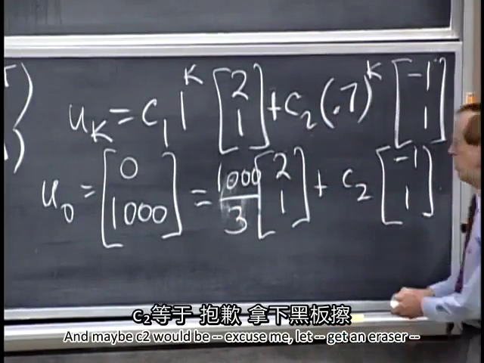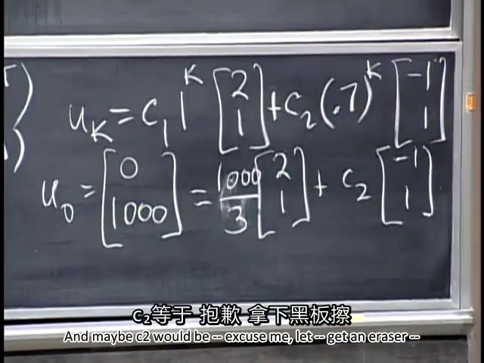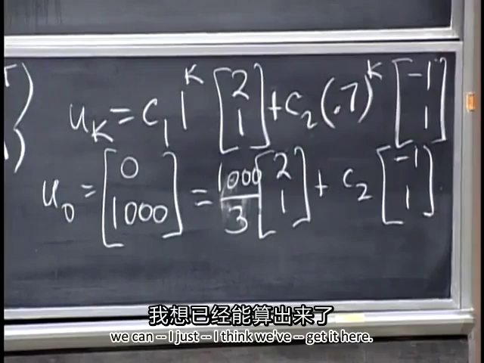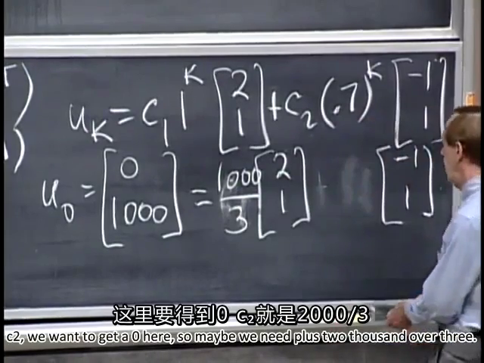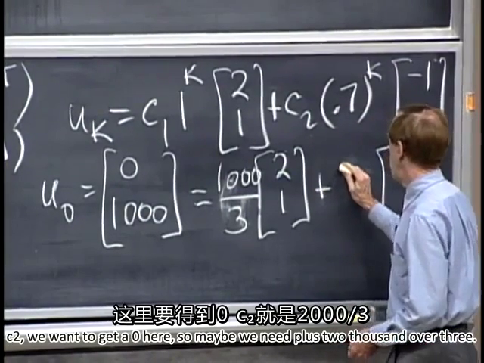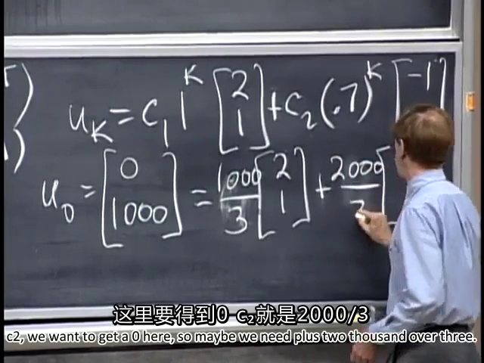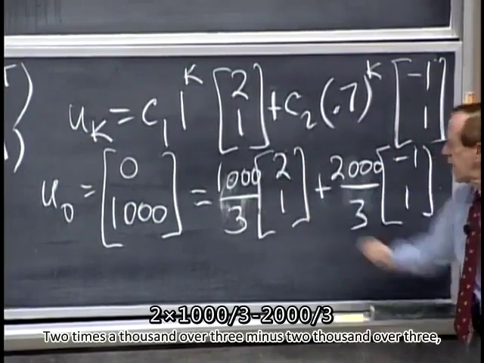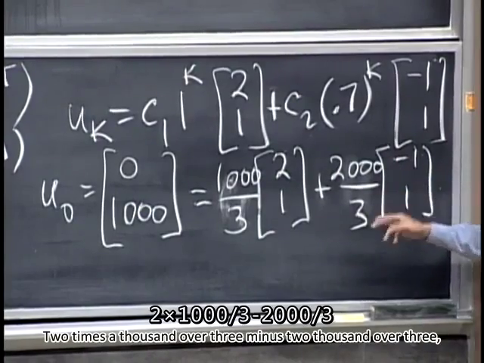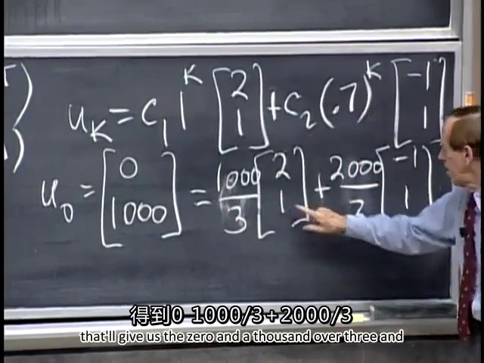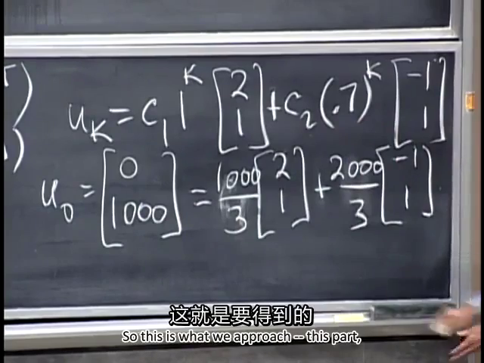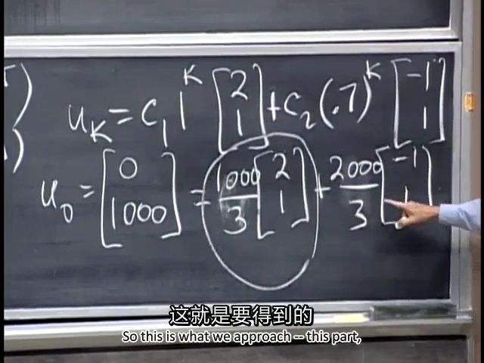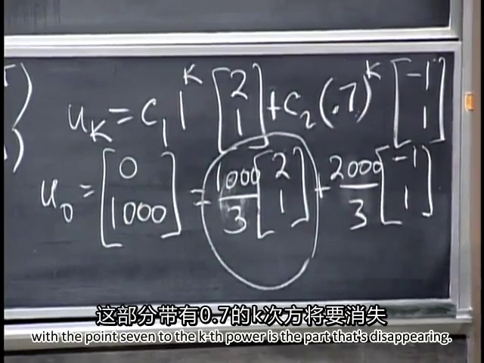And maybe C2 would be, excuse me, get an eraser. I think we'd get it here. C2, we want to get a 0 here. So maybe we need plus 2,000 over 3. I think that has to work. 2 times 1,000 over 3 minus 2,000 over 3, that'll give us the 0. And the 1,000 over 3 and the 2,000 over 3 will give us 3,000 over 3, the 1,000. So this is what we approach; the part with the 0.7 to the kth power is the part that's disappearing.